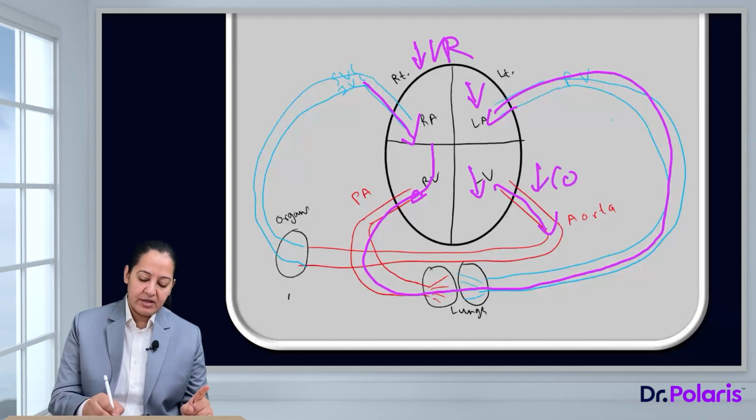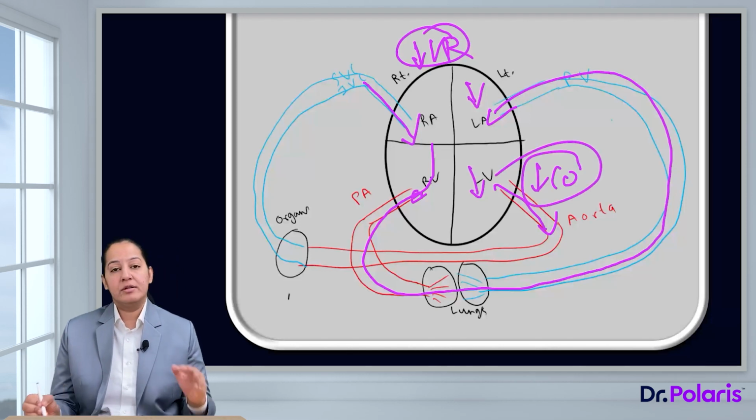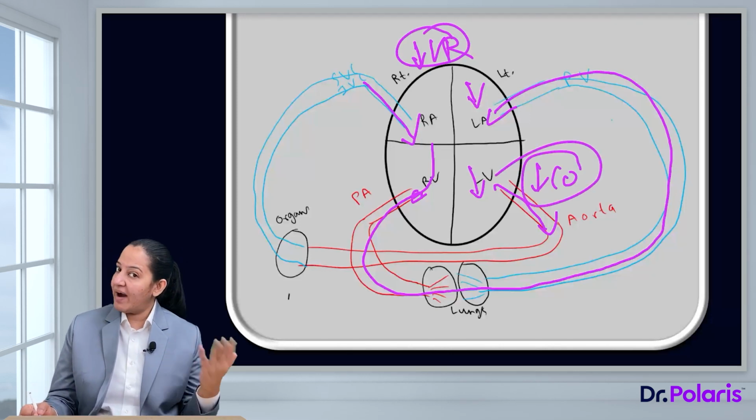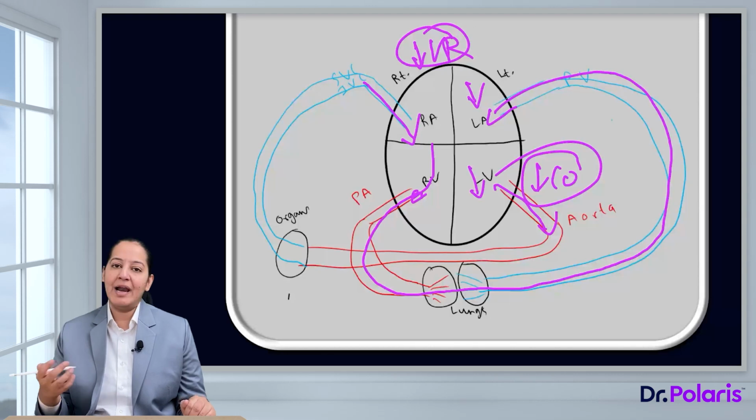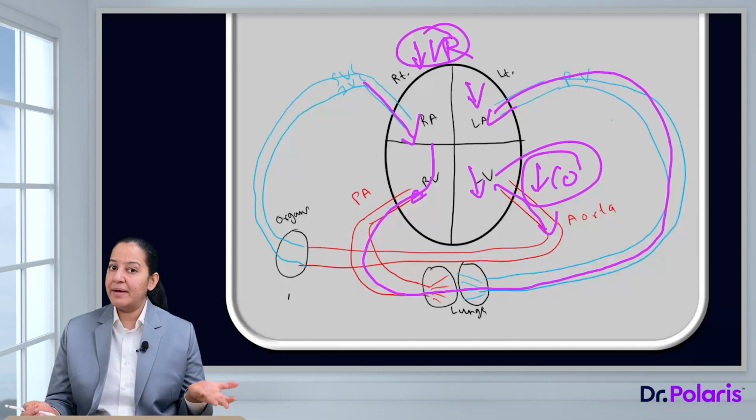So less venous return leads to less cardiac output. This is how less venous return on the right side leads to less cardiac output from the left side. Right side, the amount of blood coming is venous return.